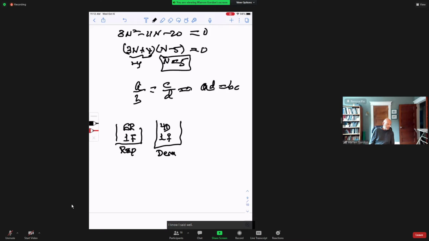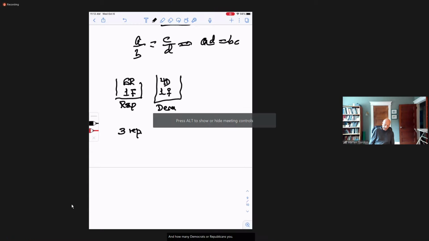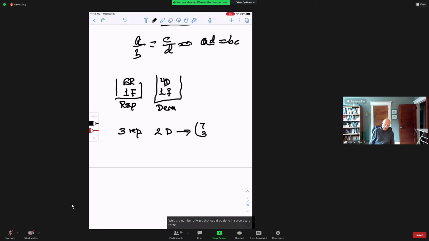Now I said we're going to choose a committee, and the committee is always going to have 3 Republicans and 2 Democrats. Well, the number of ways that could be done is 7 choose 3 and 5 choose 2. So that's the total number of possible committees. Remember, I said every committee is going to have 3 and 2, not 12 choose 5. 12 choose 5 could include all Republicans or all Democrats. I wanted every committee to have 3 and 2.